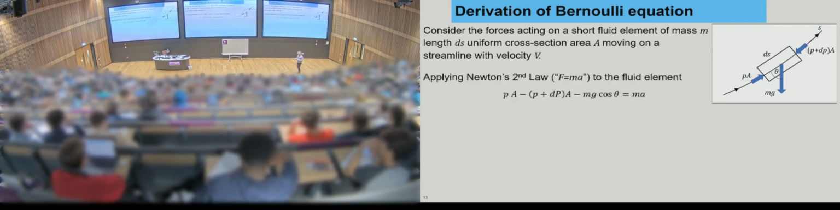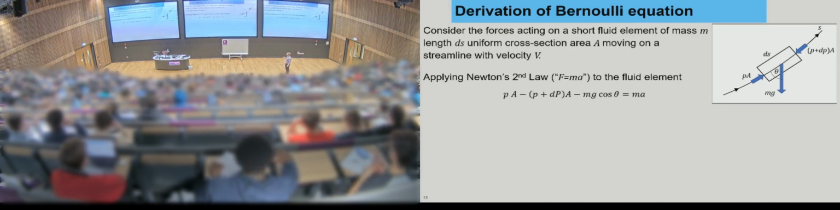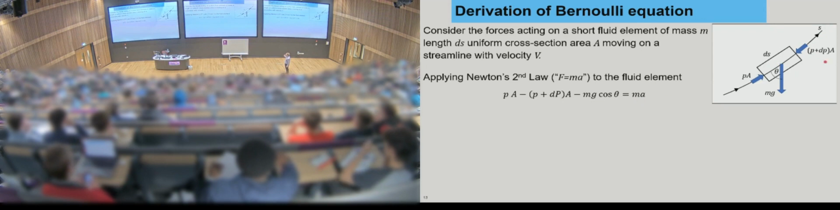So we're going to apply Newton's second law, which for this context is F equals ma. Please note that F equals ma is not Newton's second law; it's a consequence of Newton's second law. Along the streamline, we have a force acting here, P times A. We have a force acting at the other end, P plus an extra little dP times A. And then we have the mass of our element itself.